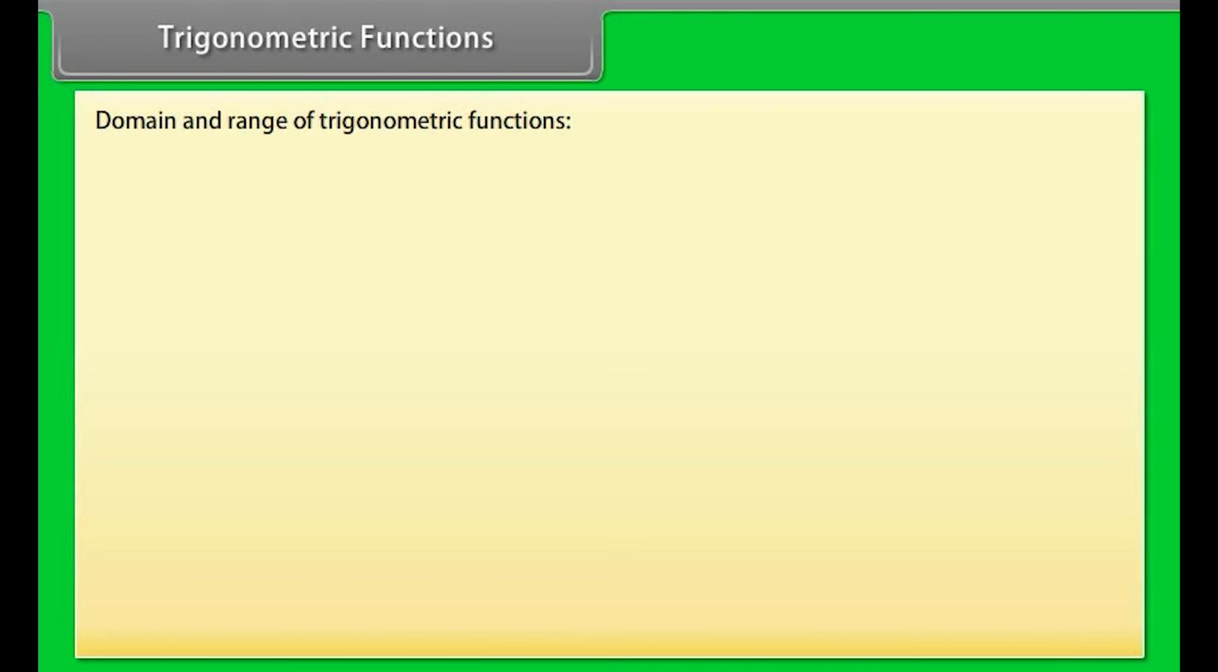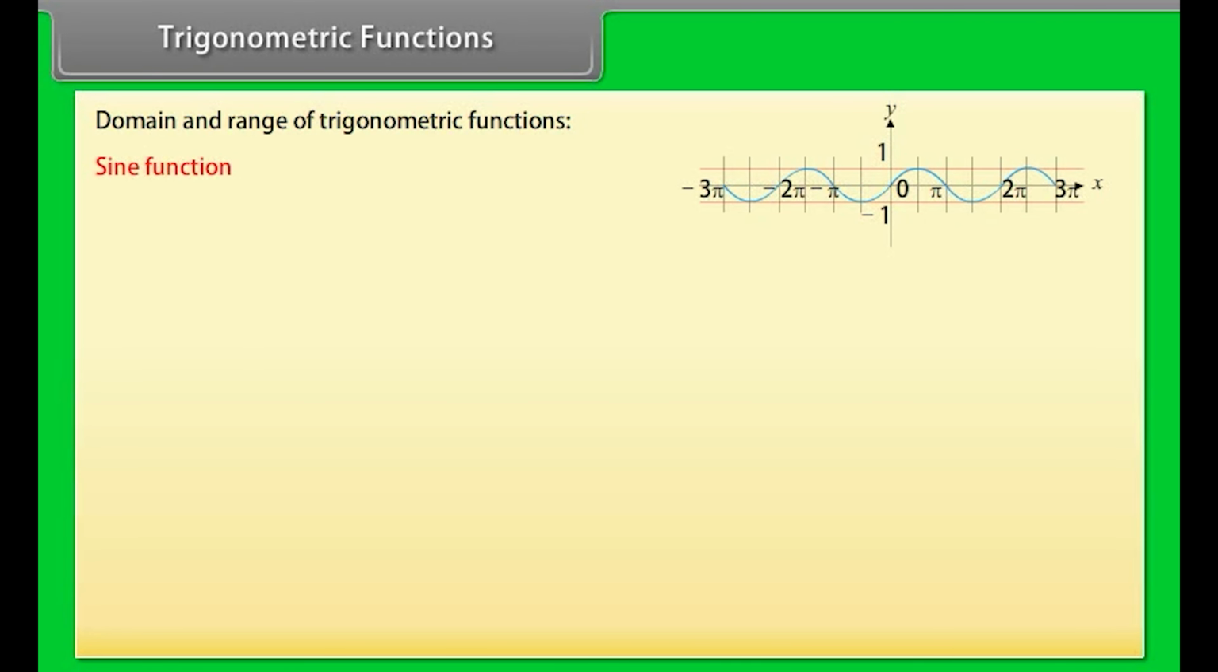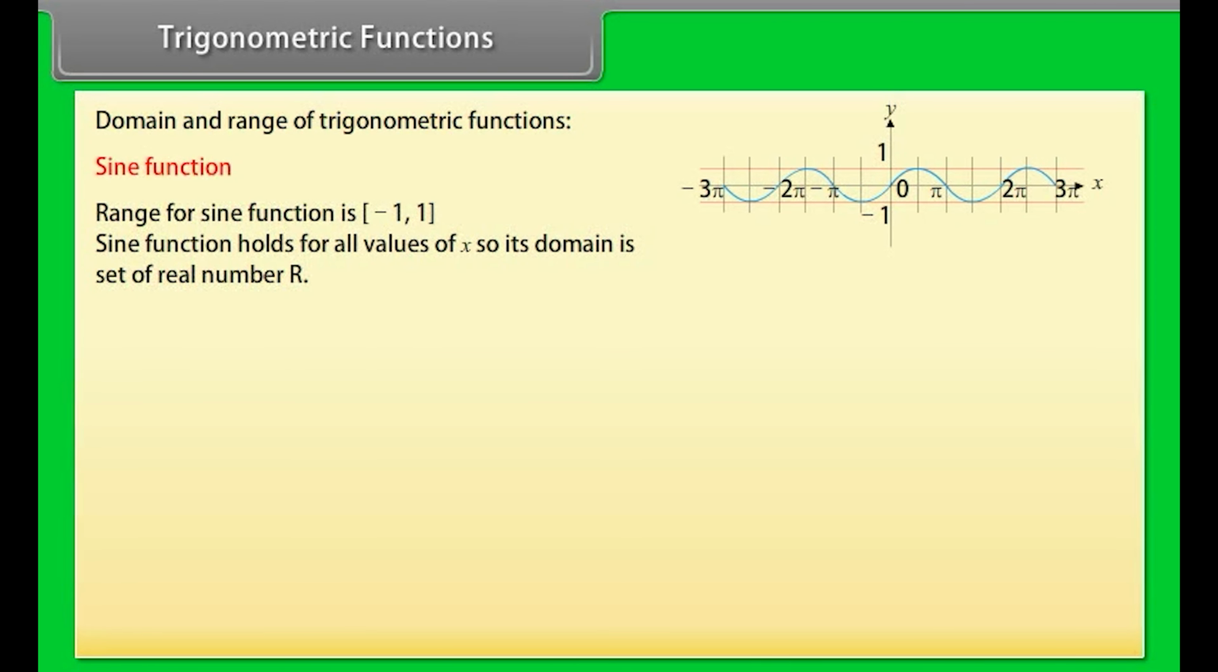Trigonometric functions. Domain and range of trigonometric functions. As we have studied earlier, angle can be considered as a real number, so we denote the angle by x, not theta. Sine function. Range for sine function is -1 to 1. Sine function holds for all values of x, so its domain is the set of real numbers R.